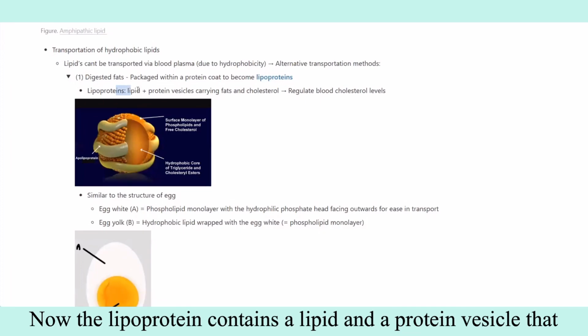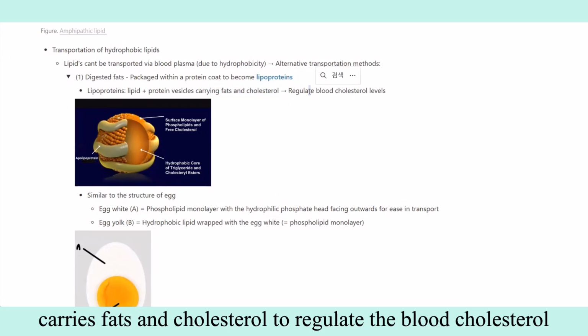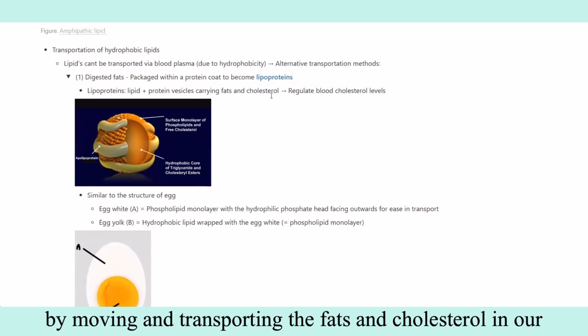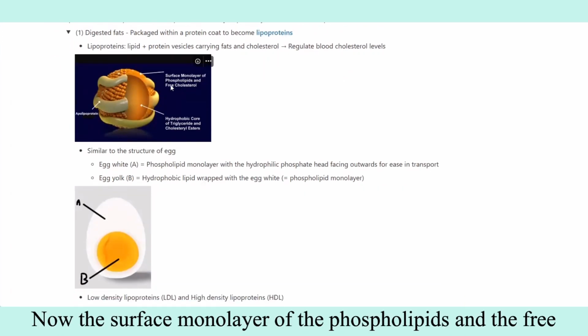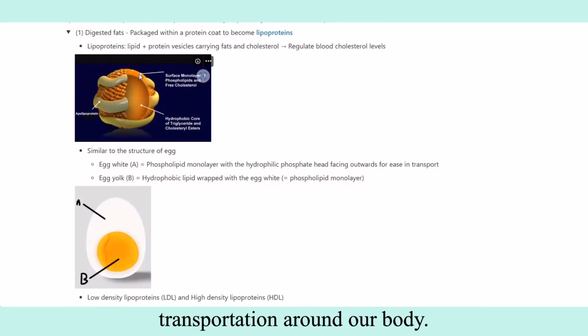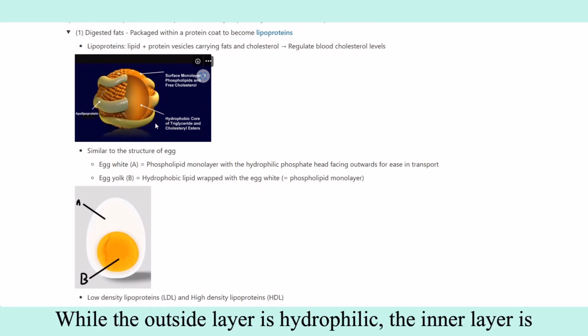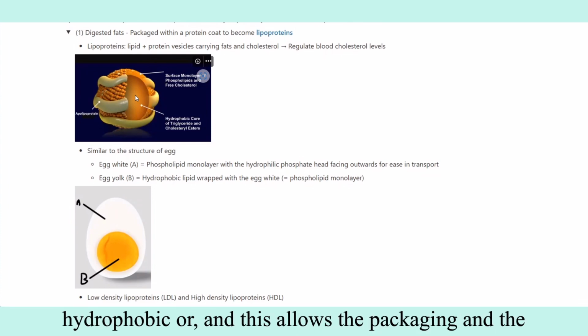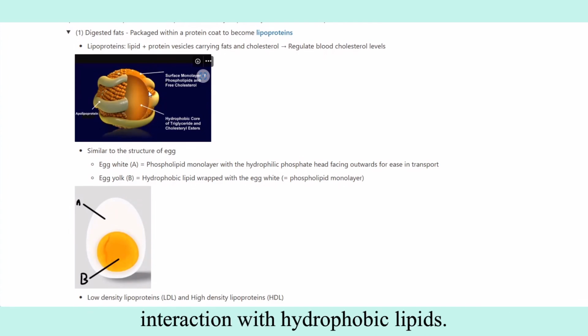Now, the lipoprotein contains a lipid and a protein vesicle that carries fats and cholesterols to regulate the blood cholesterol levels by moving and transporting the fats and cholesterols in our blood. The surface monolayer of the phospholipids and the free cholesterol is the hydrophilic region, which allows the transportation around our body. While the outside layer is hydrophilic, the inner layer is a hydrophobic core, and this allows the packaging and the interaction with hydrophobic lipids.